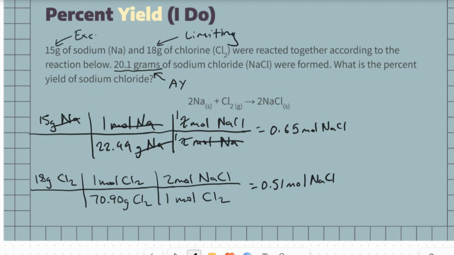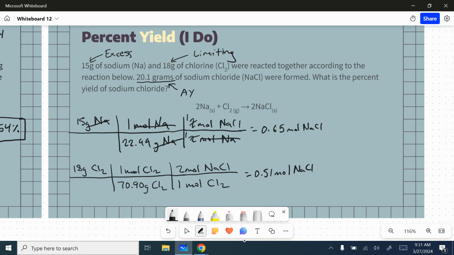sodium is in excess. So I need to take this 0.51 moles of sodium chloride, and I need to convert it into grams of sodium chloride. So 1 mole sodium chloride is going to be equal to 58.44 grams sodium chloride. Cancel my units. What I got is 29.67 grams sodium chloride. Now, this number is my theoretical yield.